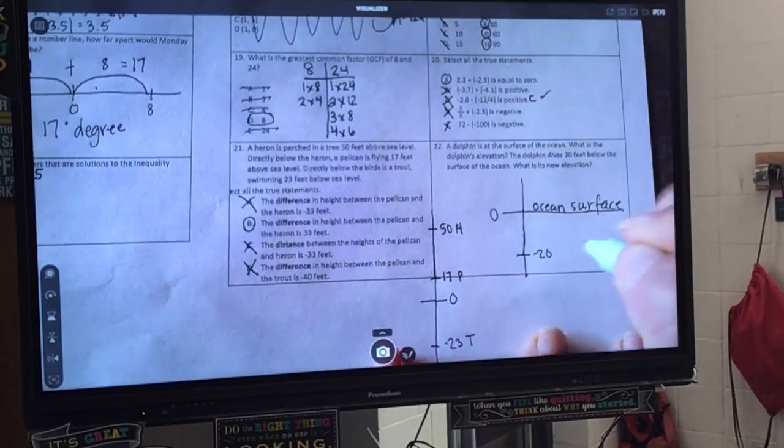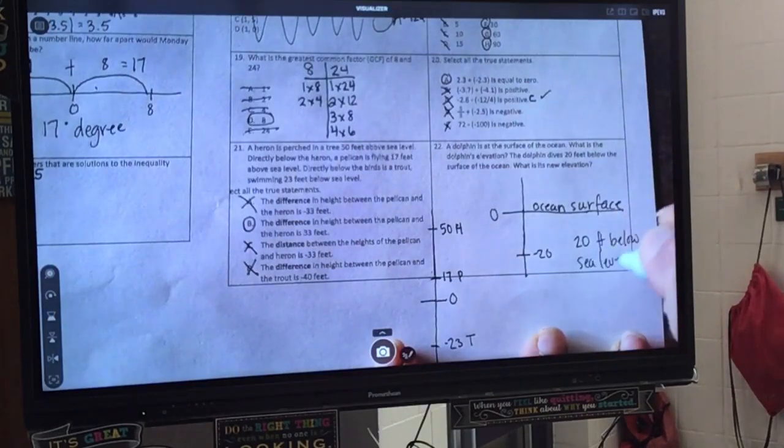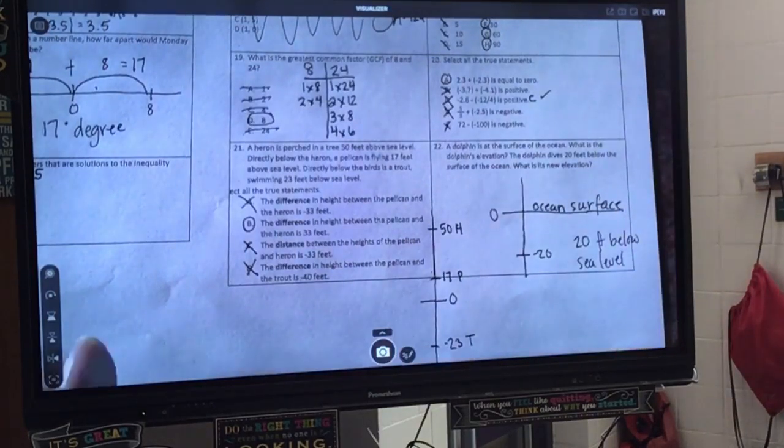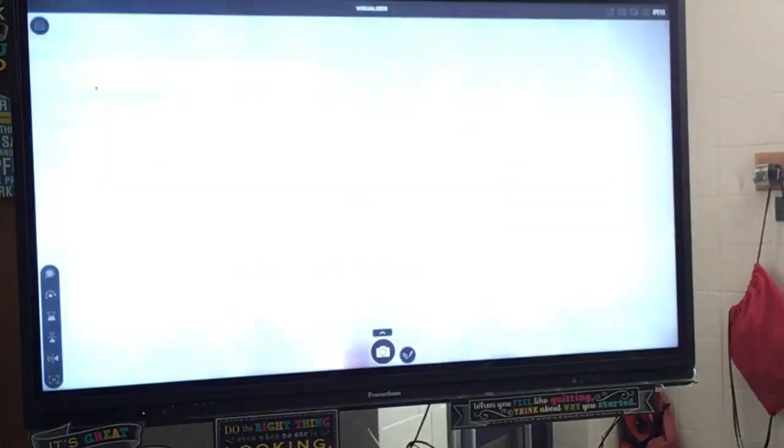Yes. Why did you not say negative 20 feet? Because absolute value is never negative. So 20 feet below sea level. I'm so very glad that you said it that way. Alright. Flip it over.